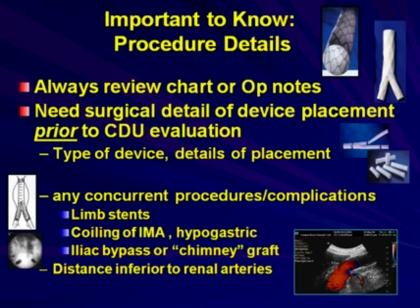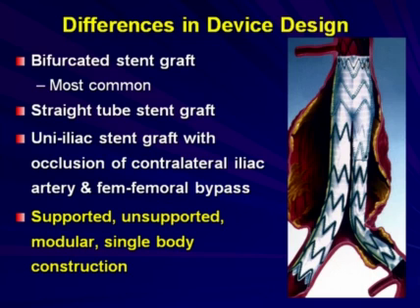You need to know the surgical or endovascular details of this device placement prior to looking at it. You need to know the type of device, whether it was modular, whether it was single body construction, if they did any concurrent procedures such as coiling of the IMA or hypogastric, or any of the additional stenting, any additional limbs that they had to put in. And in some centers, they try to measure the distance inferior to the renal artery to look for migration of the device as well. The device design comes in different configurations.